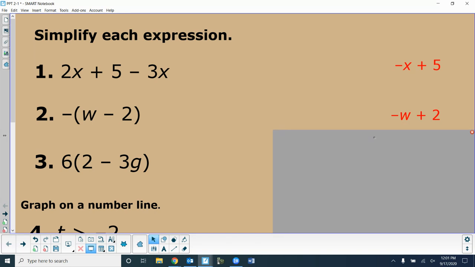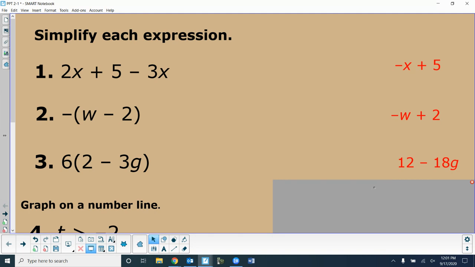We're going to distribute the negative. Yeah, I got it going. Thanks for reminding me. Number three, Ava? Good. Distribute the 6.